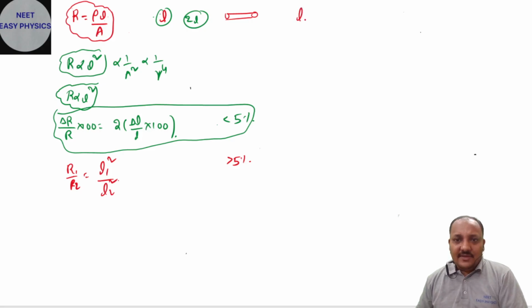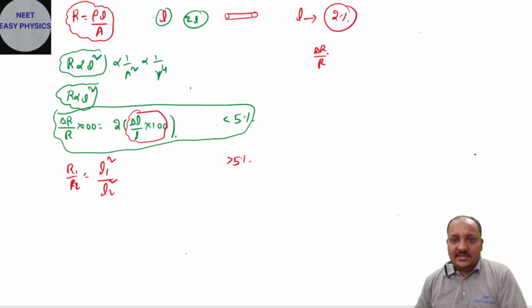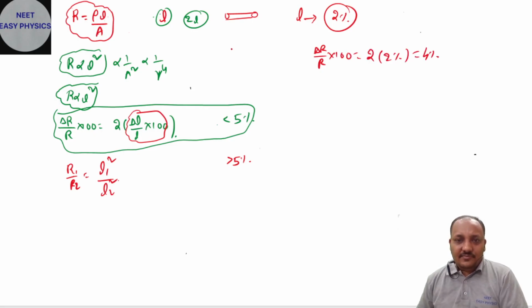The length of the wire is stretched by 2%. Then what happens to the percentage change in resistance? We have to use this formula: percentage change in resistance, delta R by R into 100, equals 2 times 2%. That is going to be 4%. Isn't it? Now, the area of cross section increases by 2%. Then what happens to the percentage change in resistance?